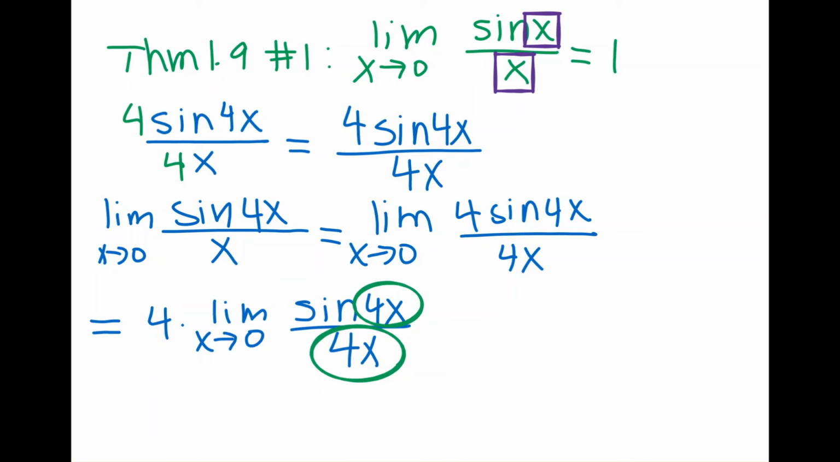And remember that we can use property 1 of theorem 1.9 as long as these two expressions are the same. So the limit as x approaches 0 of sine of 4x over 4x is 1, and we get 4 times 1, which equals 4. So the limit as x approaches 0 of sine of 4x over x is 4.